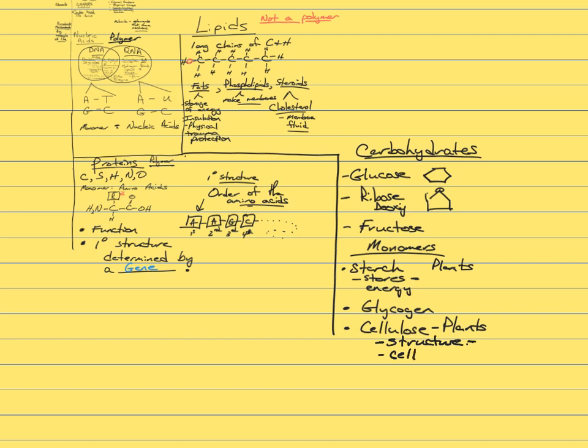Now, that's how we connect the cells to this biomolecule stuff. The cell walls that you're studying for the cell part of your test are made of cellulose. All right? Glycogen in humans is found in the liver. And of course, that's for storing sugars as well.